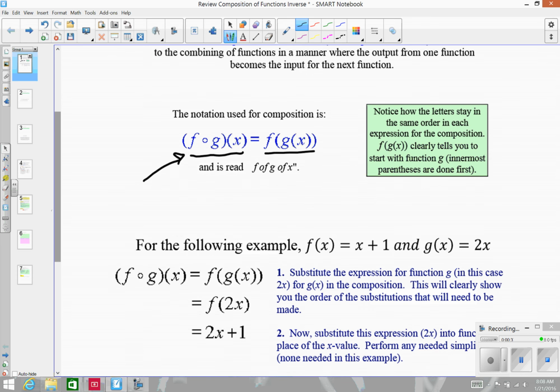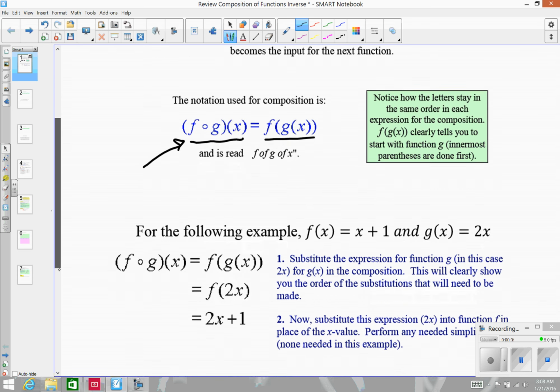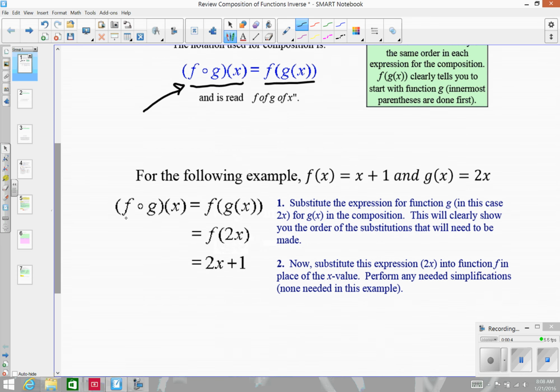What we need to remember when we're doing this is if I am taking f of g of x, then I am taking my g of x function and I am substituting it in for x in my f function. So take my g of x, put it in for x in my f of x function.